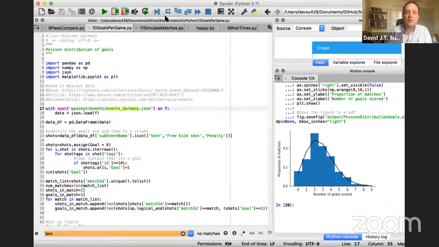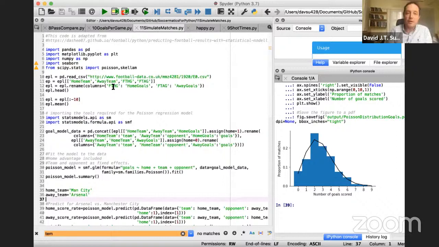Now, the 11th one is different. I actually wrote this code because I was very interested when Corona broke out. Could we simulate what would have happened in the Premier League? There were a lot of questions about what was a fair decision for who would stay up and who would go down, if you had to simulate the league or if you had to award points for the season.